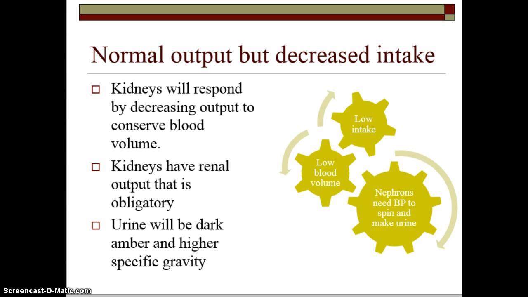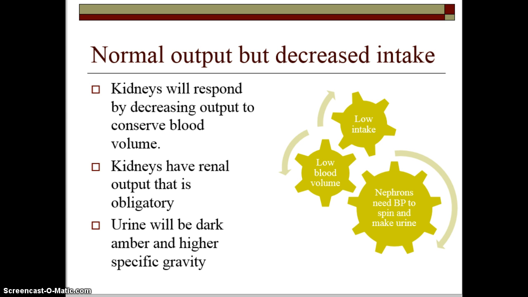Normal output but decreased intake is another consideration. Our kidneys are working fine, but the person just is not drinking for a variety of reasons. Perhaps they're NPO for surgery or tests. Perhaps they have had vomiting and diarrhea. You see that in pregnancy with hyperemesis when the woman has a lot of nausea and problems keeping things down due to morning sickness.